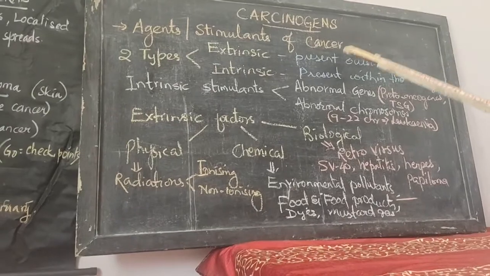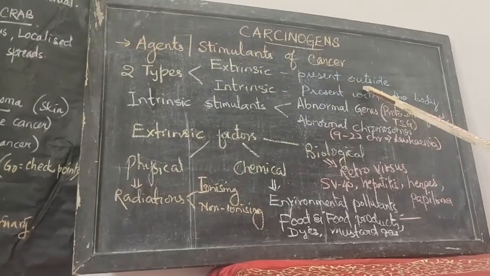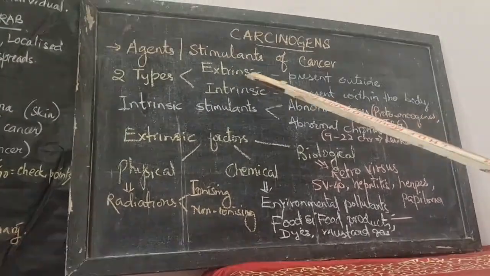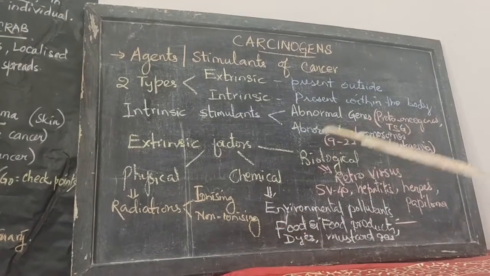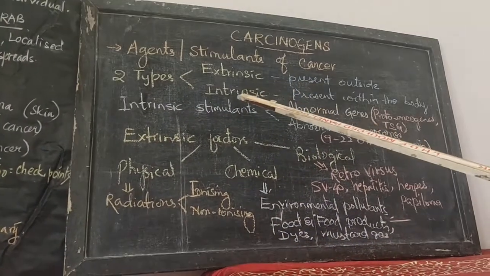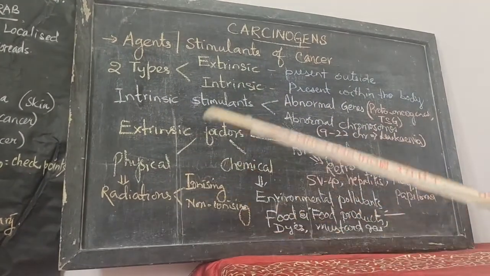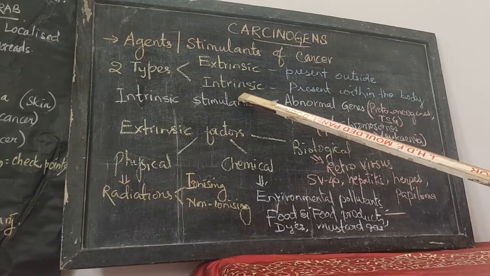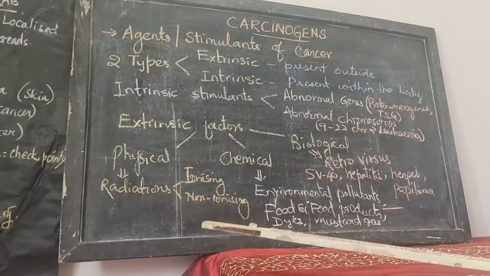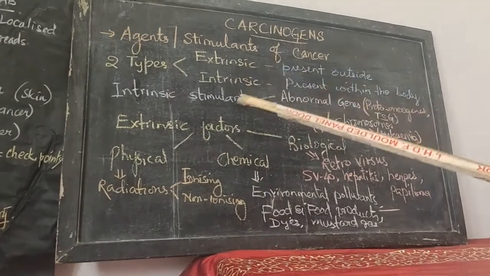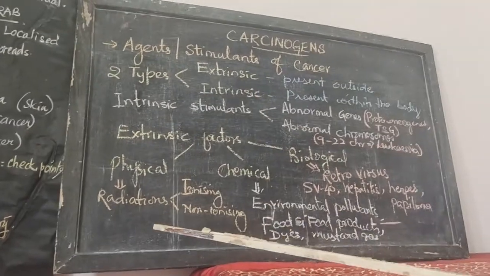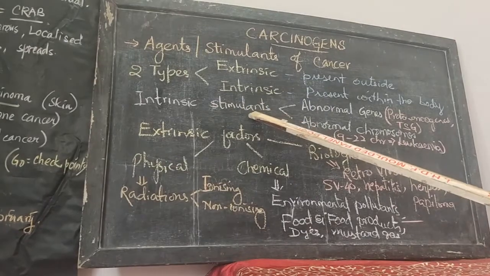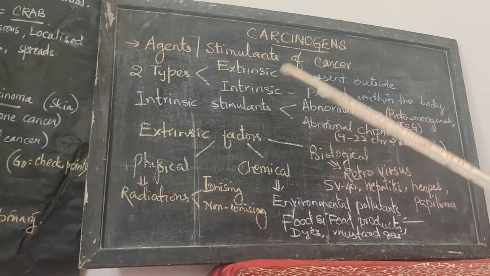The carcinogens which are seen from outside the body of an organism are called extrinsic. If they are seen within the body of an organism, they are called intrinsic. So we have extrinsic factors that act as carcinogens, and intrinsic factors that act as carcinogens. We shall understand each of the types one by one. Intrinsic stimulants, or intrinsic carcinogens.